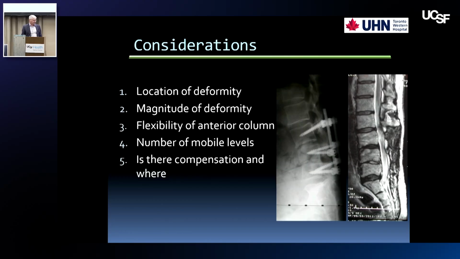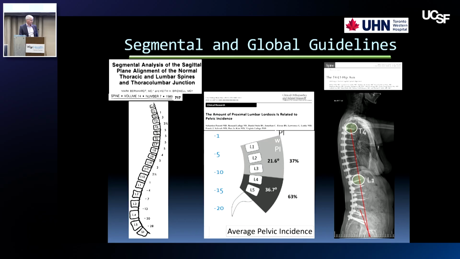So in summary, really you have to look at all the different considerations for your patients. Where's the deformity? How big is the deformity? How flexible is the deformity? How many mobile segments do you have to work with, and what kind of compensation are you dealing with in the spine? On top of that, you have to balance it with the morbidity of the cases that you're trying to achieve. You should have some segmental and global guidelines. I think it's kind of important.